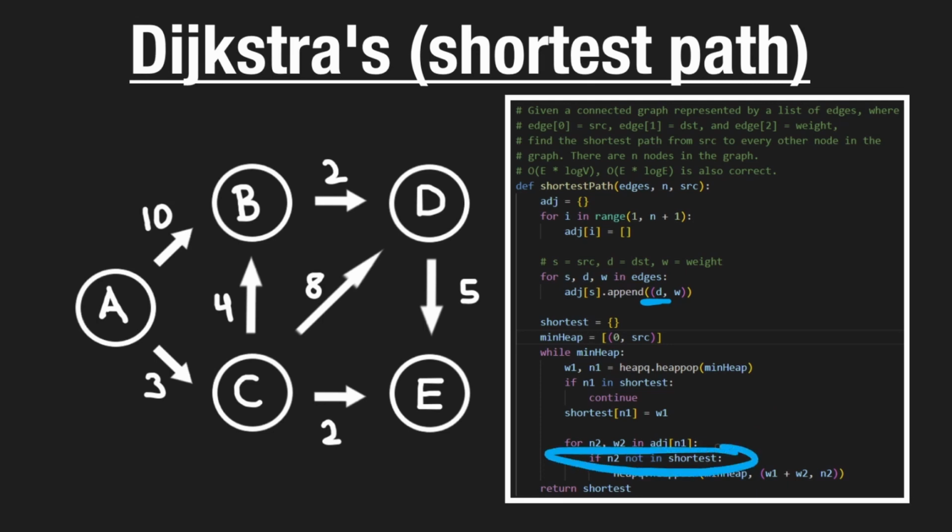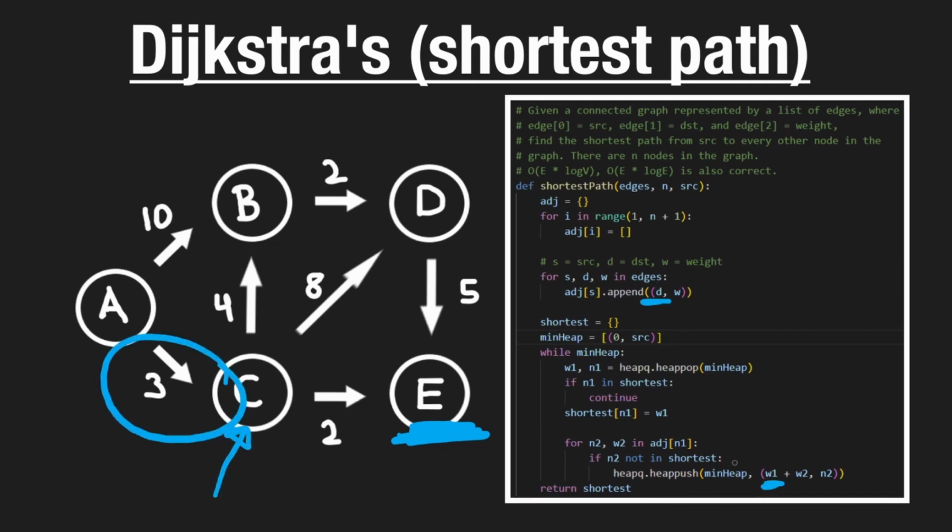But if we haven't calculated the shortest path for that node, then we want to push it to the min heap. We want to push that node, but the value that we really care about that we're pushing is the cost to reach that node. What's that cost going to be? If we were pushing E, for example, weight 1 would be the cost to reach C, which was 3. Weight 2 would be the edge cost from C to E, which in this case is 2. We want to add those two values together, and that's the cost that we want to push to the heap. So that's very important, but that's literally it.